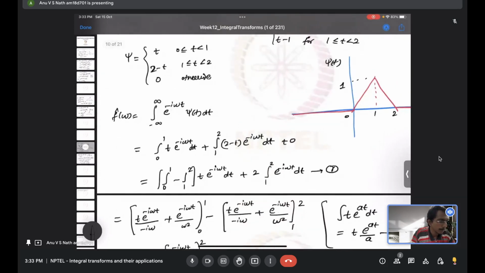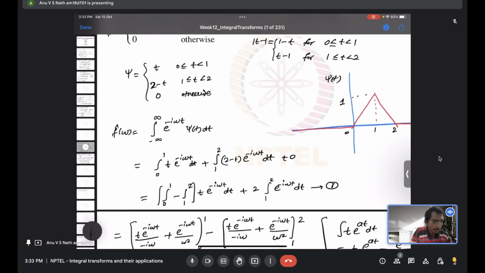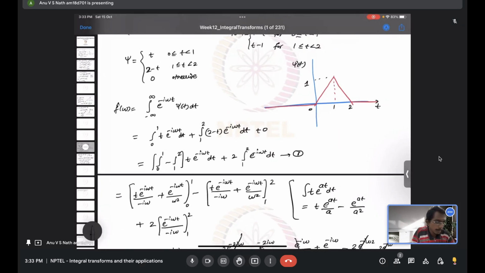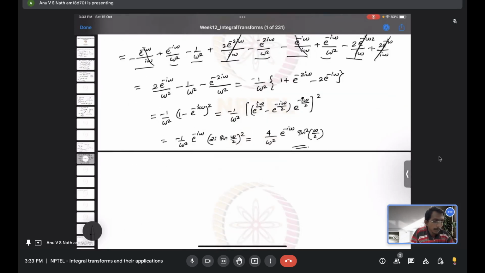So basically we are evaluating the Fourier transform of the piecewise linear spline wavelet, which, if you plot, will look like a triangular pulse. So then we are evaluating its Fourier transform, and we get something like this, and it's basically a sine square function with 1 by omega square. So this is its Fourier transform psi cap of omega.